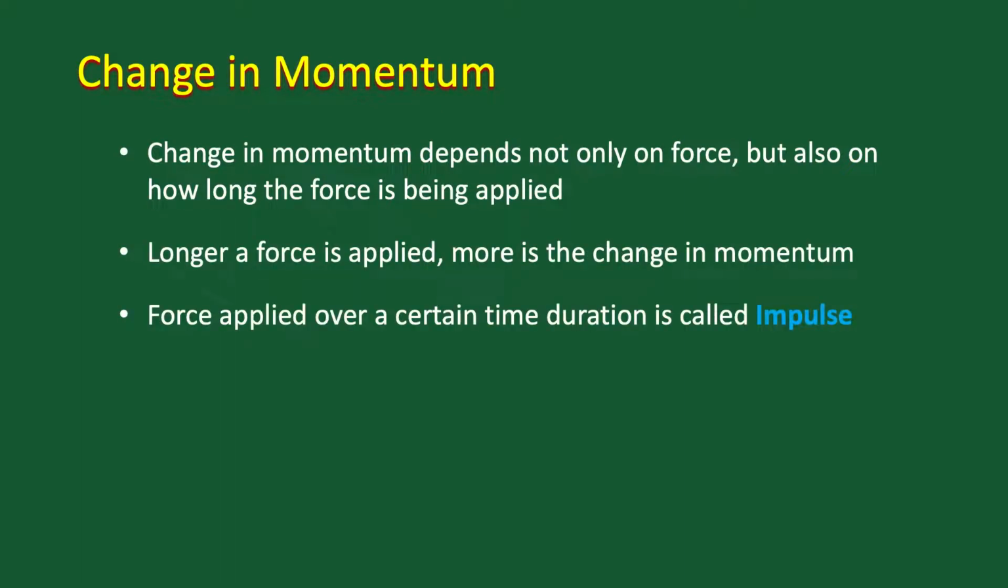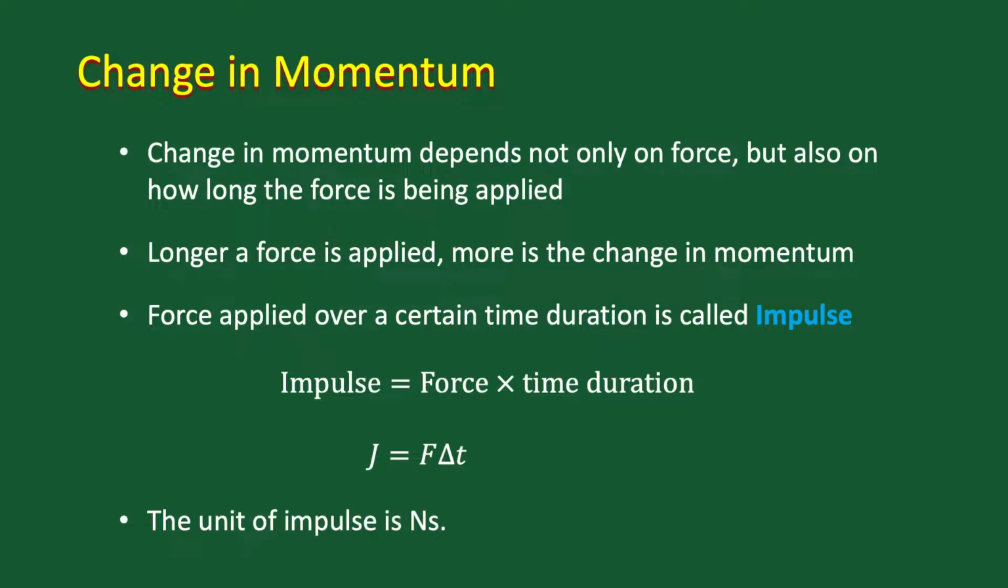So the force that is applied over a certain time duration is called impulse. So impulse is force times time duration. Impulse is denoted by the letter J. So J is force times delta t, where delta t is the time duration. Since impulse is the product of force times time, and force is measured in newtons and time is measured in seconds, the unit of impulse is newton second.